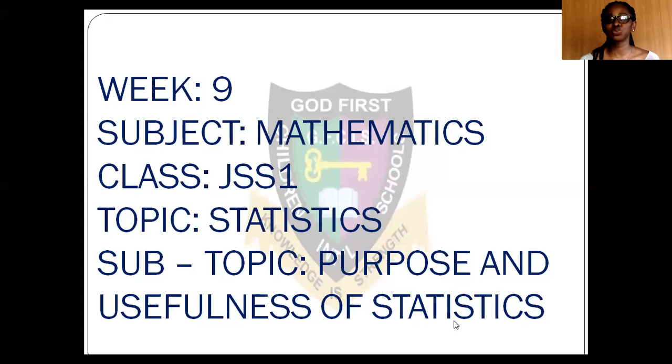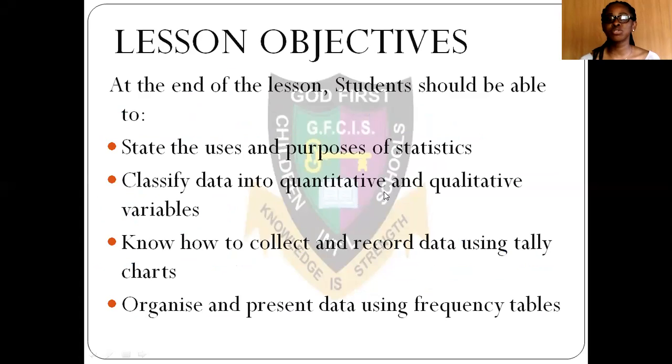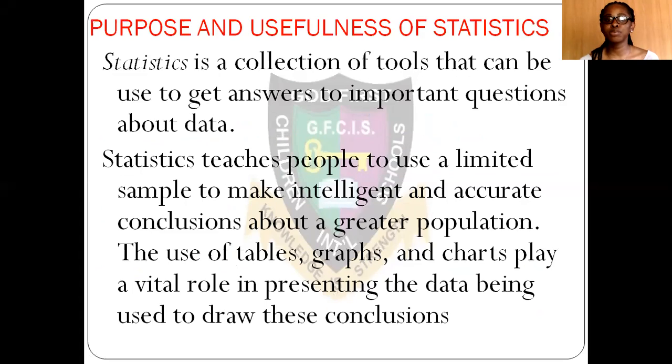So before today's lesson, let's look at our lesson objective for today. At the end of today's class, the students should be able to: 1, define statistics and also state the uses and purposes of statistics. 2, classify data into quantitative and qualitative variables. 3, know how to collect and record data using tally charts. 4, organize and present data using frequency tables.